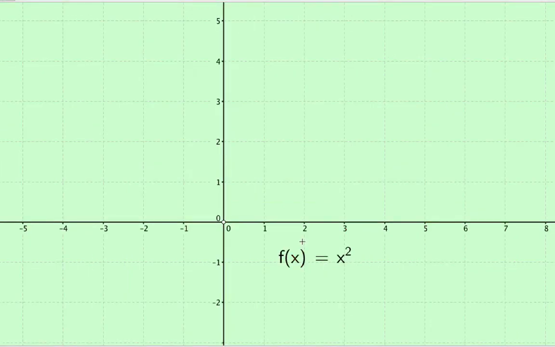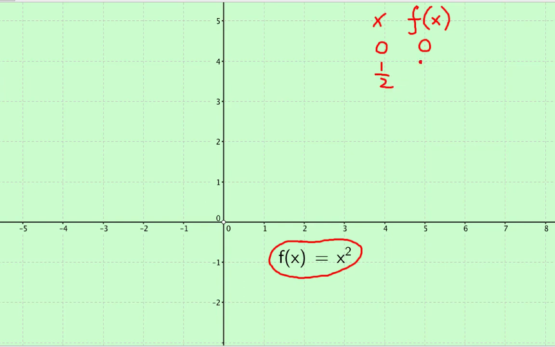Let's take a very simple example of a function to be graphed. So here is f of x equals x squared. Let me make a little table over here: x and the value of f at the point x. Take x to be 0, f is 0. Take 1/2, the square of that is 1/4. Take 1, 1; 3/2, 9/4; 2, 4; etc.